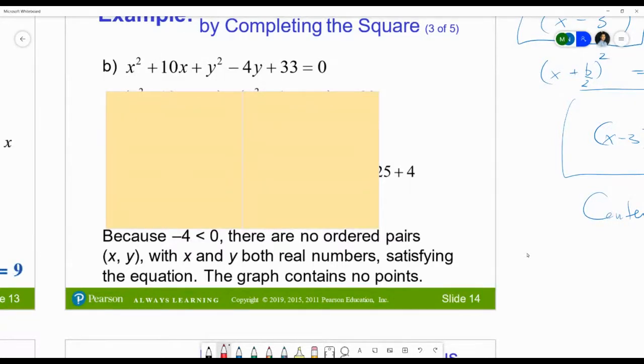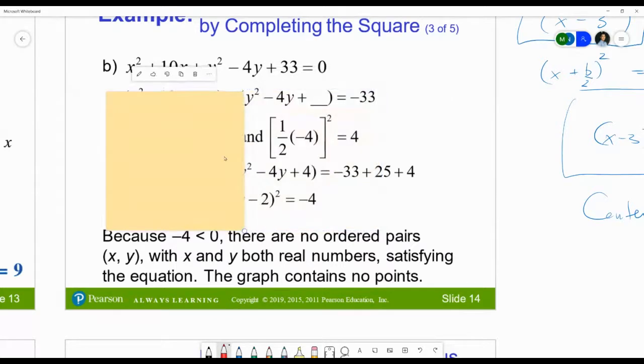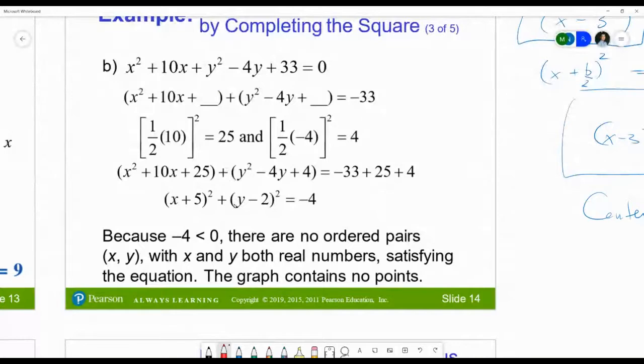All right, are we done? I have an answer. Okay, what did you get? I got x plus 5 squared plus y minus 2 squared equals negative 4. Yes, negative 4. That's correct. Once again, even if the r value is negative, it doesn't matter because it's a circle, so all the radii will have a magnitude of 4.